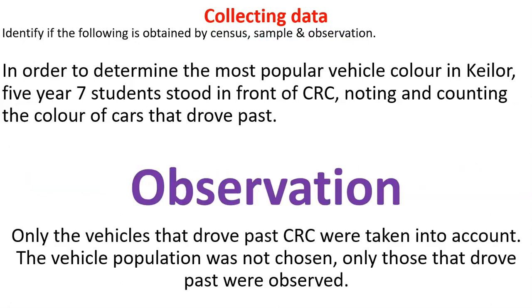Okay. Only the vehicles that drove past CRC were taken into account. The vehicle population was not chosen, only those that drove past were observed. So we didn't actually pick anything specific. It wasn't a specific sample. We could have chosen just the cars of the students that come to school, for example. That might have been a sample. But the fact that we just did it by observation, this would be observation. So hopefully this helps you understand the difference between census, sample, and observation.